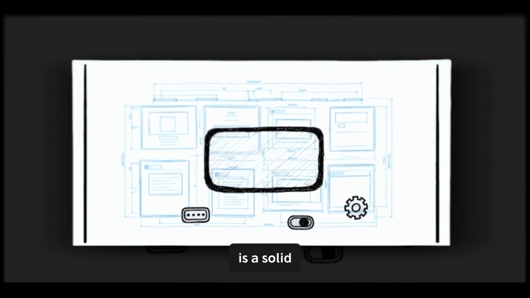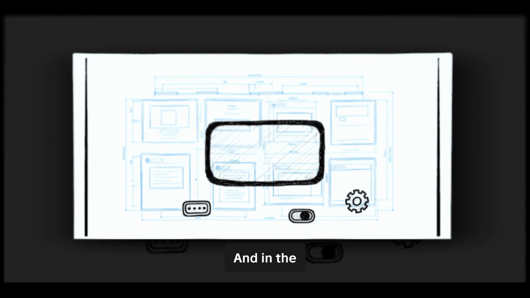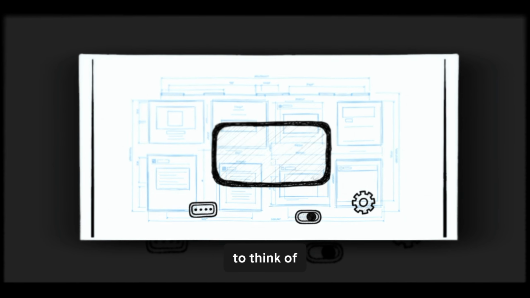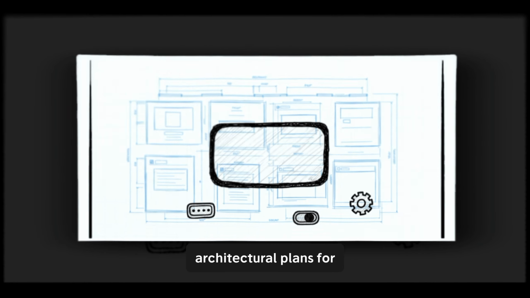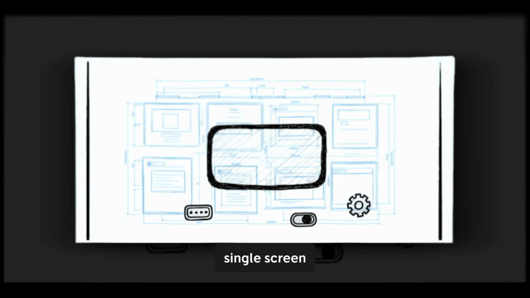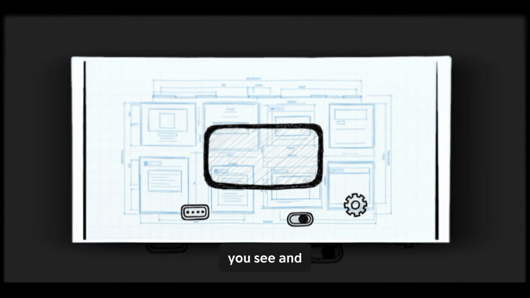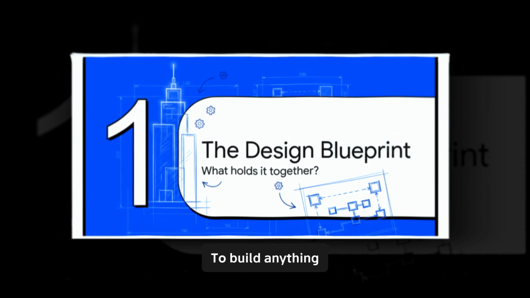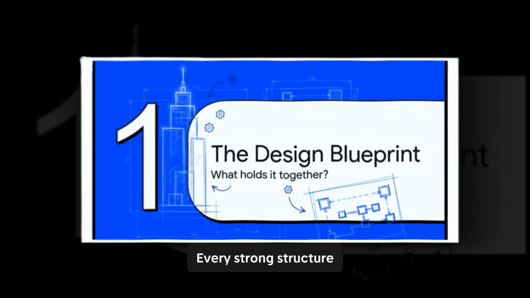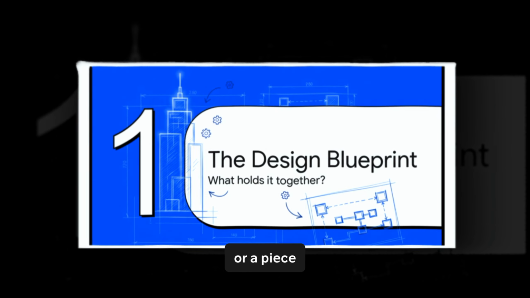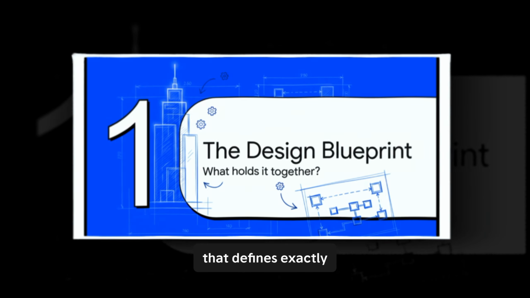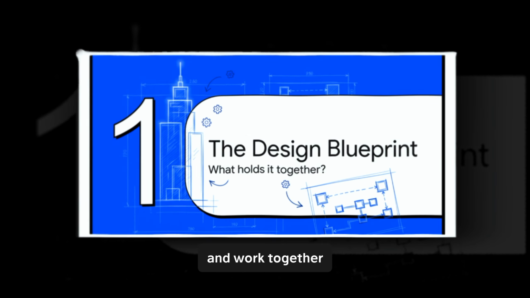Well, the answer is a solid design blueprint. And in the world of design systems, we call these the foundations. The best way to think of them is as the actual architectural plans for a digital product. They're the core building blocks used to create every single screen, button, and interaction you see and touch. To build anything that lasts, you need that blueprint, right? Every strong structure, whether we're talking about a skyscraper or a piece of software, starts with a super detailed plan that defines exactly how all the pieces are going to fit and work together.